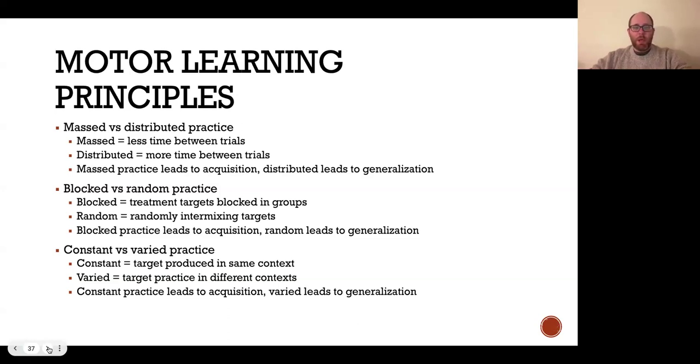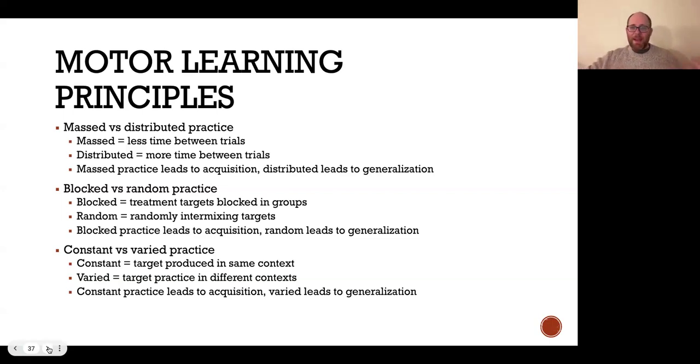With the next principle, that's blocked versus random practice. In blocked practice, treatment targets are blocked in groups. So you can think about that like, if I'm going to use treatment group 1, it's all A. Treatment group 2 is all B. If you're working on blocked treatment, you're just going to go A, A, A, then you'll move on to B. In random practice, you're going to start intermixing those groups. So it might look like A, B, A, B, A, B.